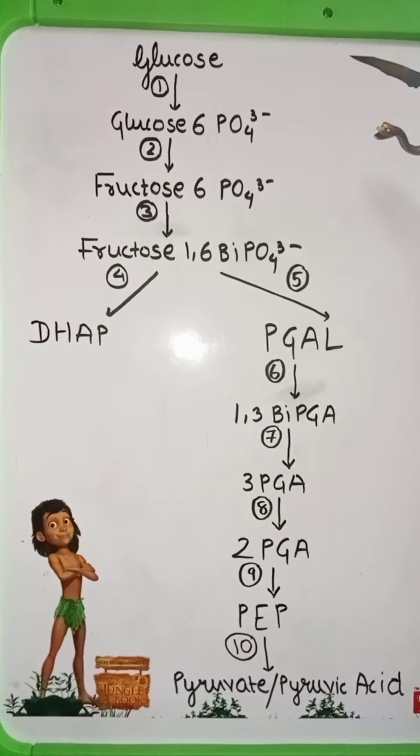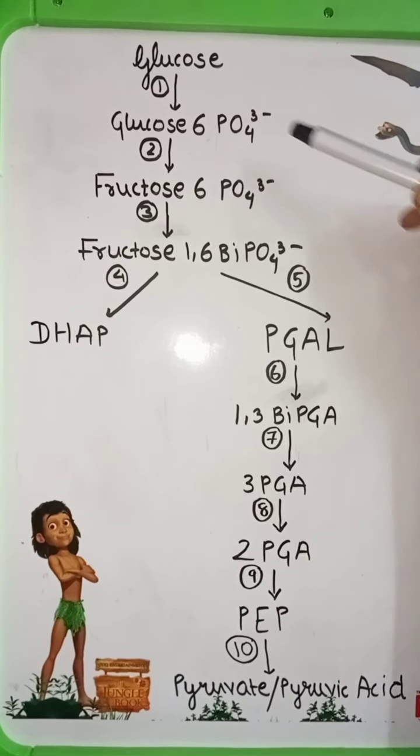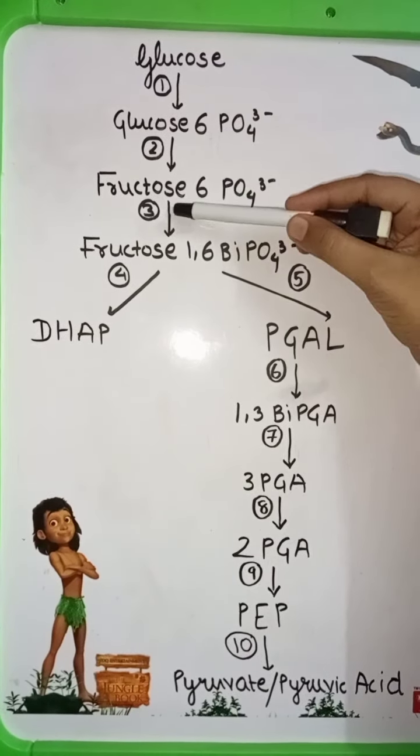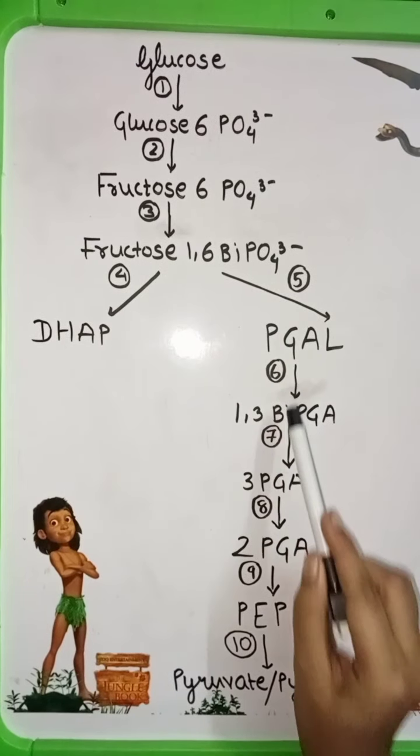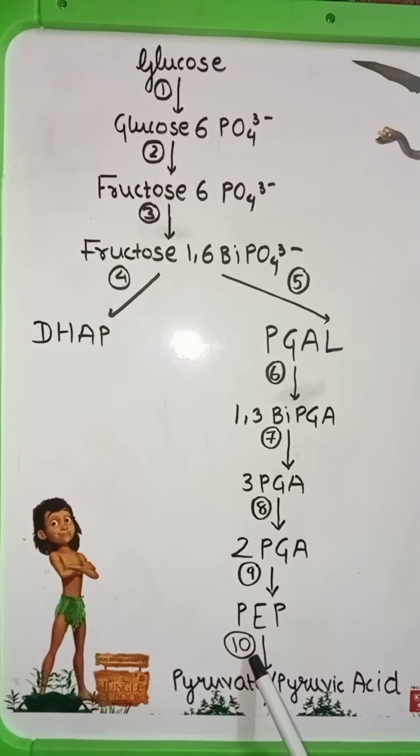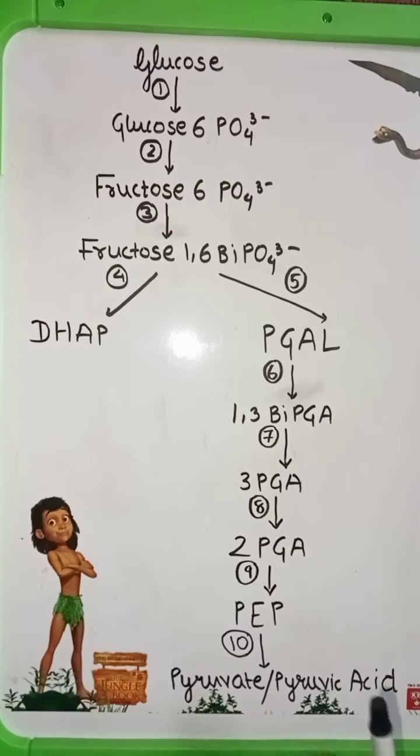Here it undergoes 10 steps. You will mark it into 10 steps. First, second, third, fourth, fifth, sixth, seventh, 8th, 9th and 10th. Then it becomes easy. Now we'll learn the enzyme.